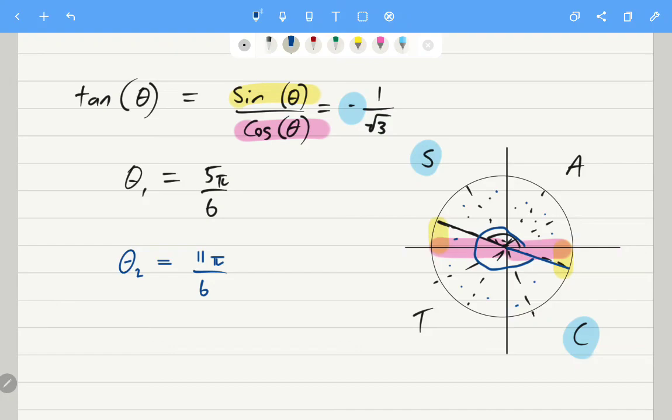Alrighty, so that's solving for the non-general solutions. Next time we'll be solving for the general solutions.